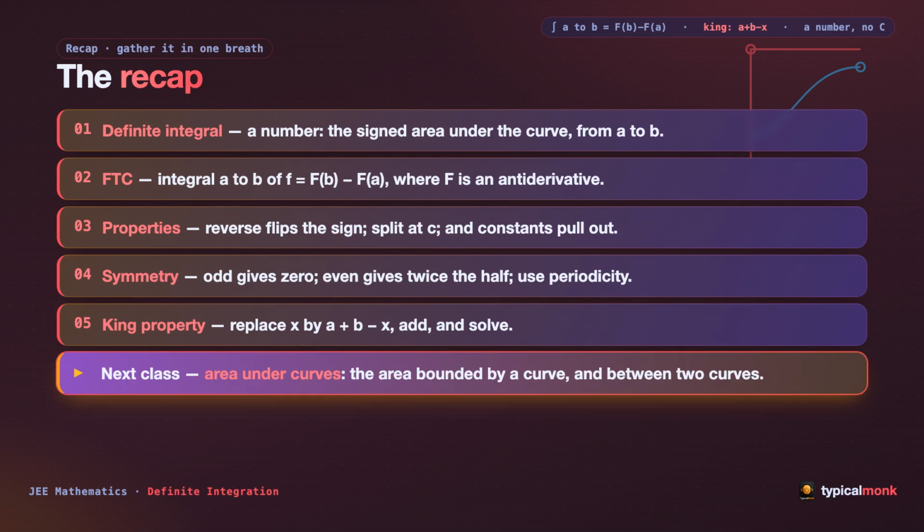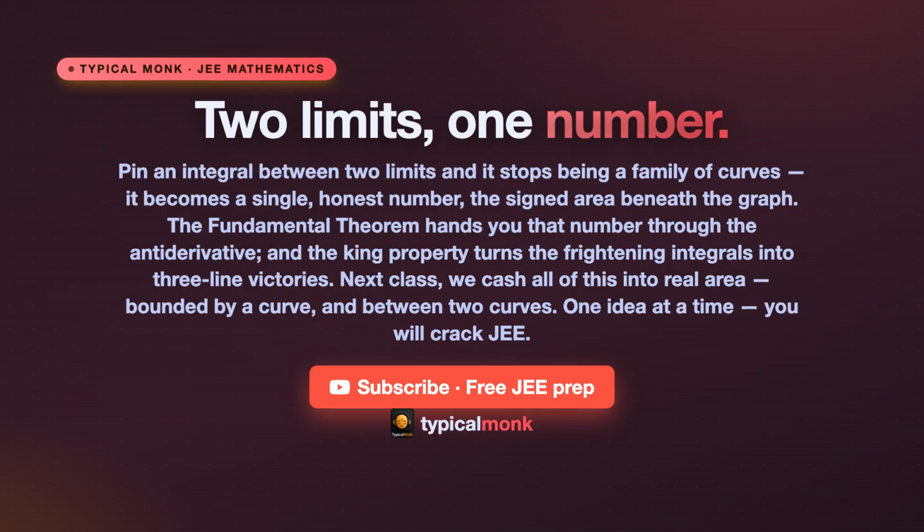Next class: area under curves, the area bounded by a curve, and the area between two curves. Pin an integral between two limits, and it stops being a family of curves. It becomes a single, honest number, the signed area beneath the graph. The fundamental theorem hands you that number through the antiderivative, and the king property turns the frightening integrals into 3-line victories. Next class, we turn all of this into real area, bounded by a curve, and between two curves.